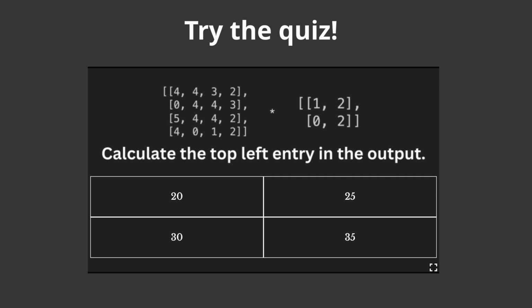Okay, so this question asks us to calculate the top left entry in the output. And that little star that we see in between the left matrix and the second matrix is actually called the convolution operator. So we can multiply two matrices, but now let's talk about how to convolve two matrices. And this is actually the fundamental mathematical operation occurring inside CNNs.